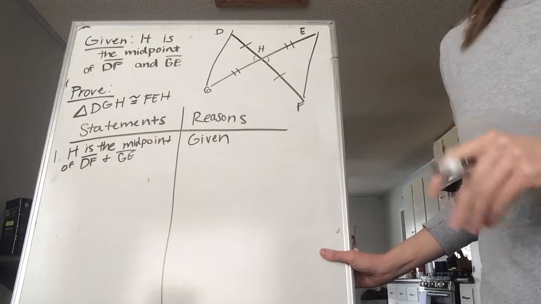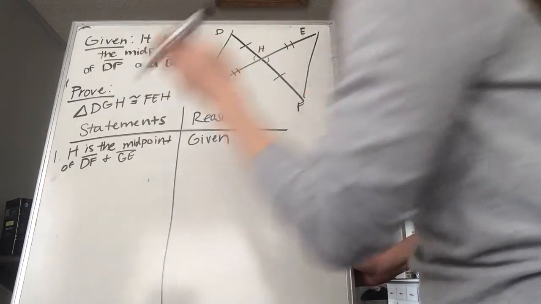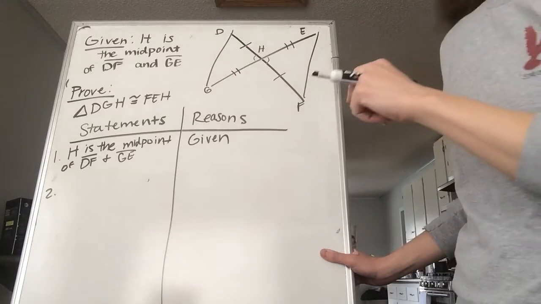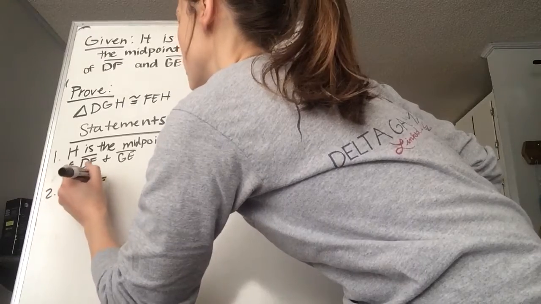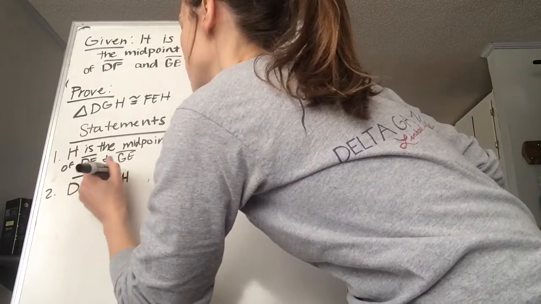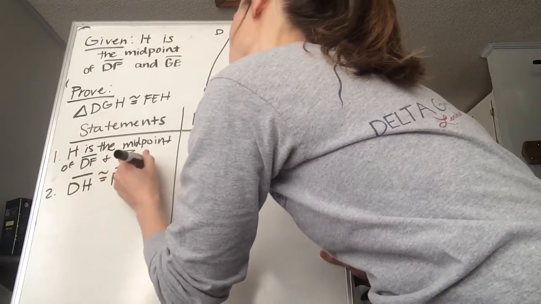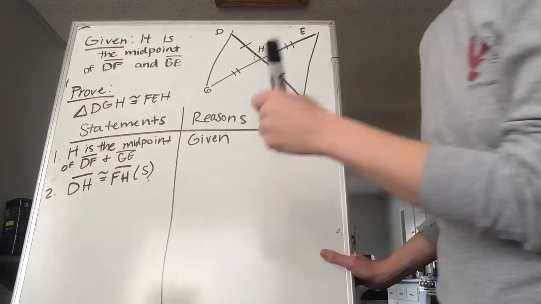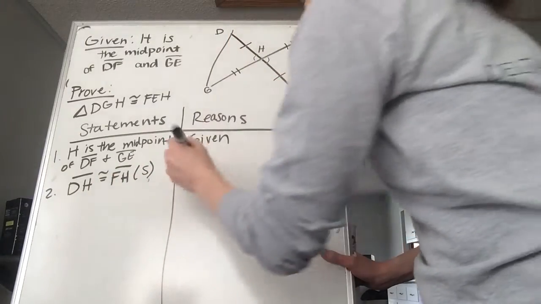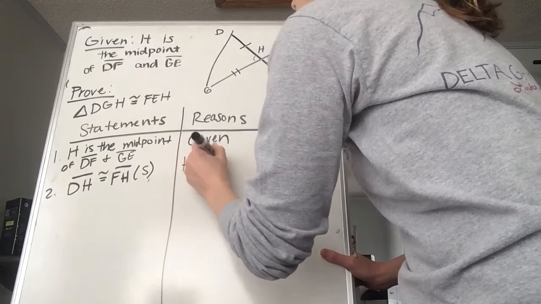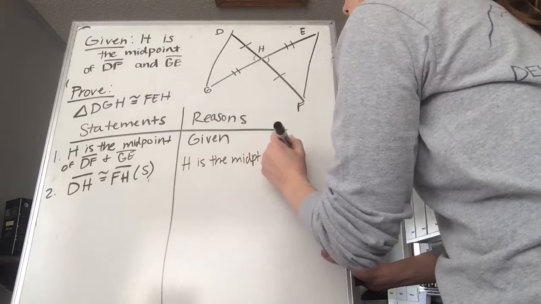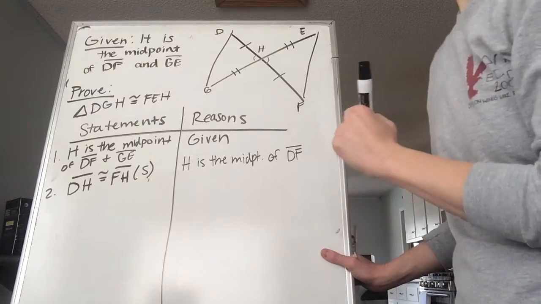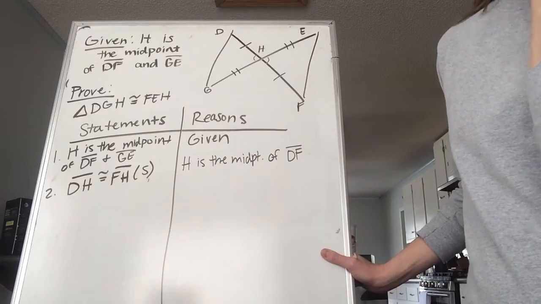Okay, so by stating that that's the midpoint, then I can next say that DH is congruent to FH. So line segment DH is congruent to line segment FH. That is proving a side. And I can say that is true because H is the midpoint of DF.